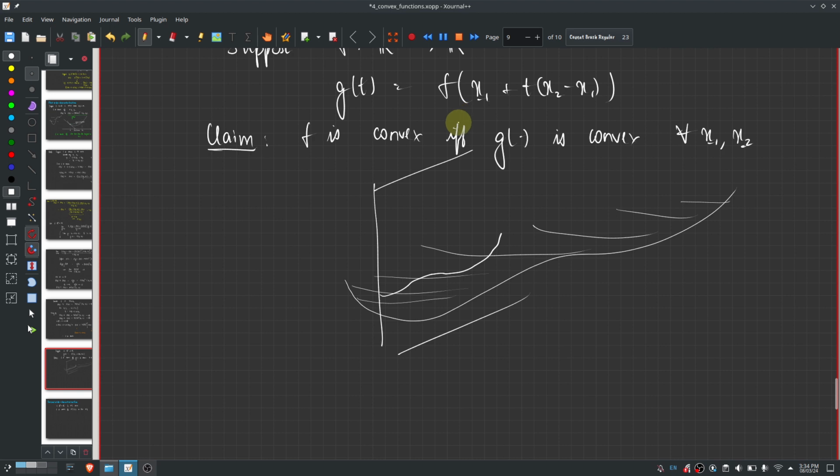That's fairly straightforward. In order to prove that f is convex if g is convex, again you use something very similar. You take two points and then try to use this property that alpha times g of t1 plus 1 minus alpha times g of t2 is always greater than or equal to g of alpha t1 plus 1 minus alpha t2. So that's not too hard to prove.